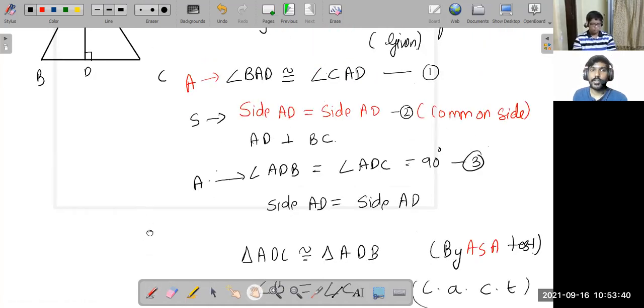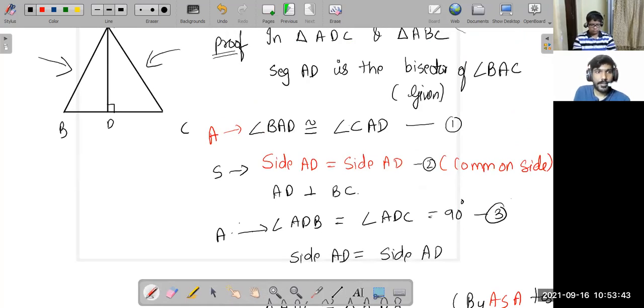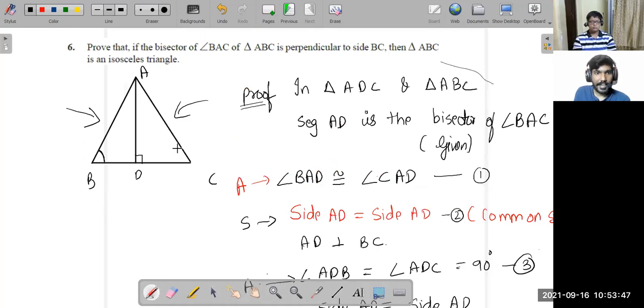Two angles are equal. That means angle B, look in the diagram, angle B and angle C are equal to each other. Now, since these two angles are equal to each other, sides opposite to them will also be equal, correct? So which is the side opposite to angle B?